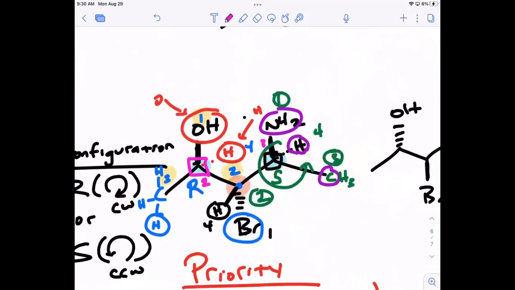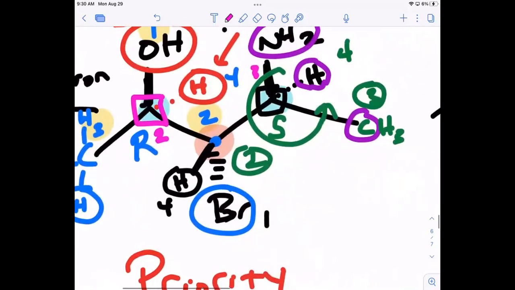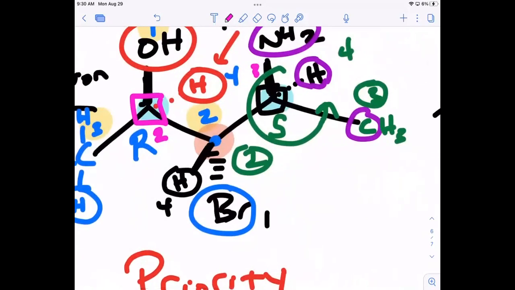That's really messy. All right, but here's my priority for this stereo center right here. This is 1, that's 2, and this is 3 on this side. Now, how do we count that? If we just count it to 3, is it clockwise or counterclockwise? Clockwise. It is clockwise, yes.